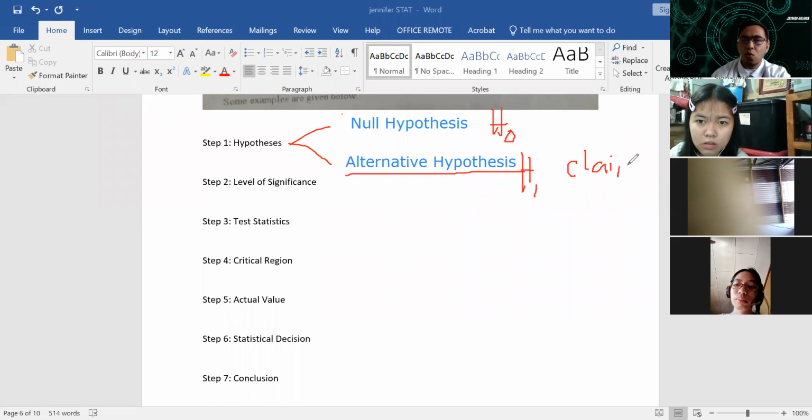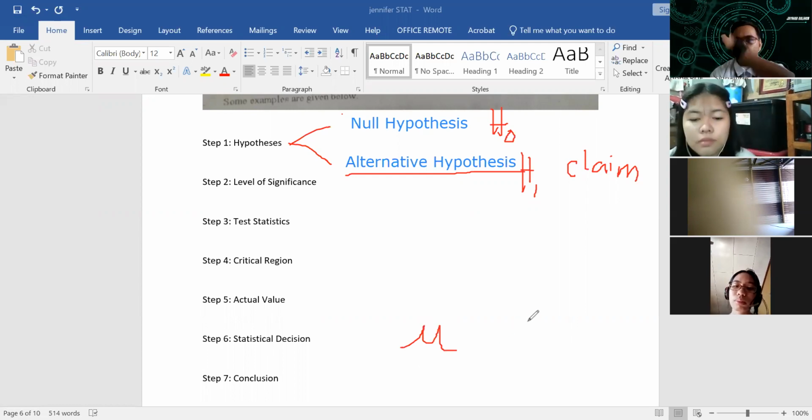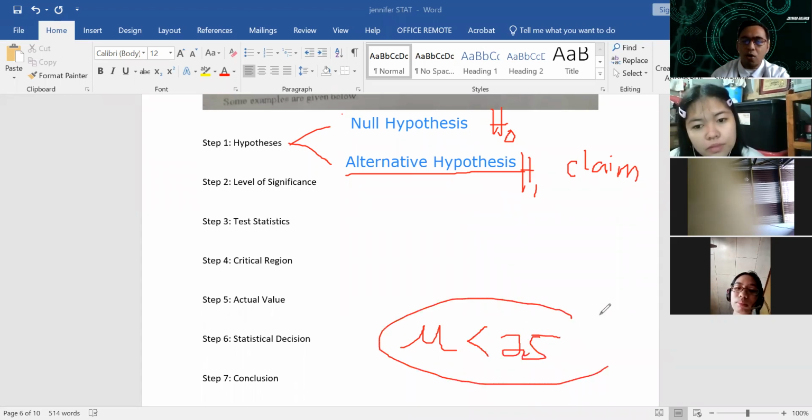Example, kaganiha, katong 1 half sack of rice. Niingon ta nga, ang population mean, it means sa kabuuan, sa tanan, niingon ta nga, ang timbang daw sa sako sa half sack of rice sa Princess Bea is less than 25 kilograms. This is now our alternative hypothesis. Katong atong gi-claim. Okay, atong panaghap sa Bisaya.